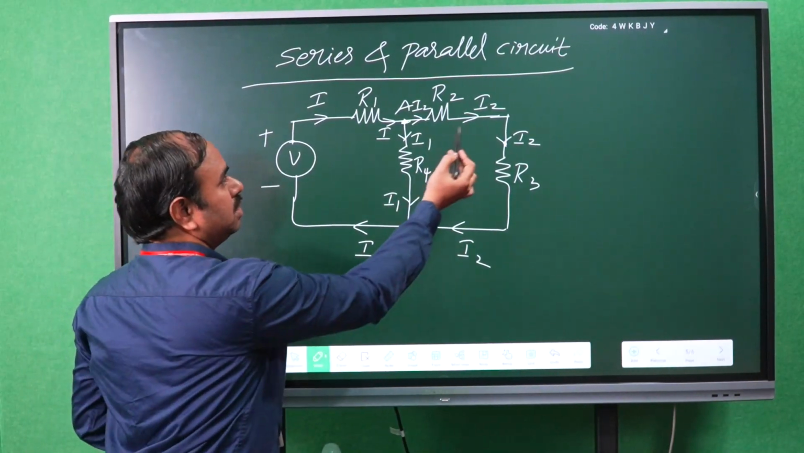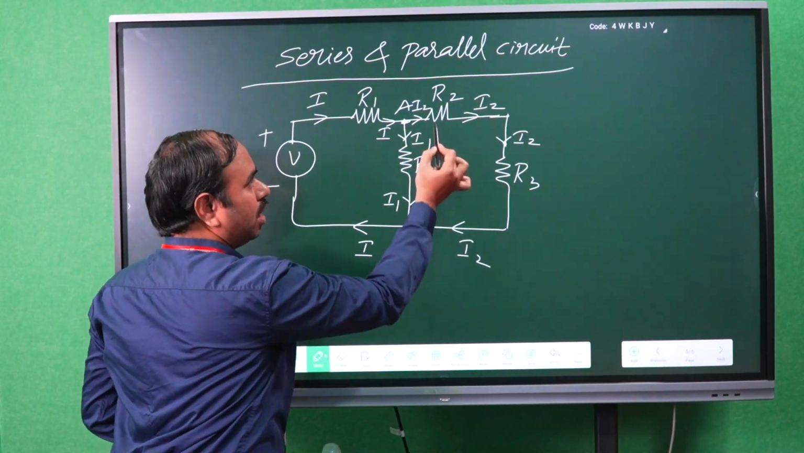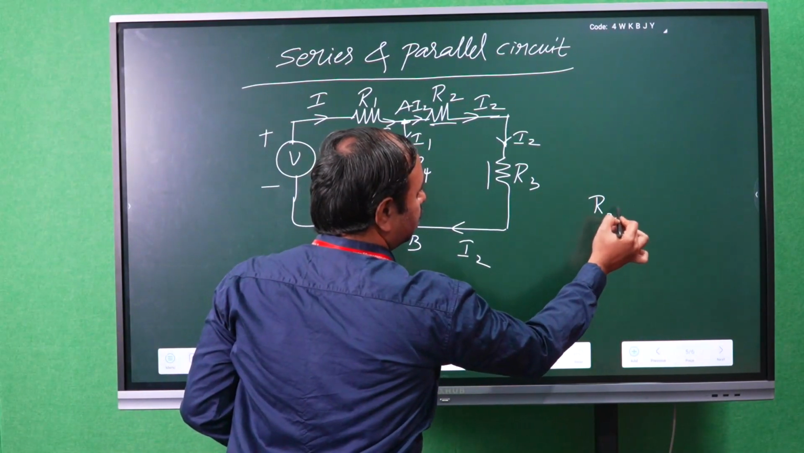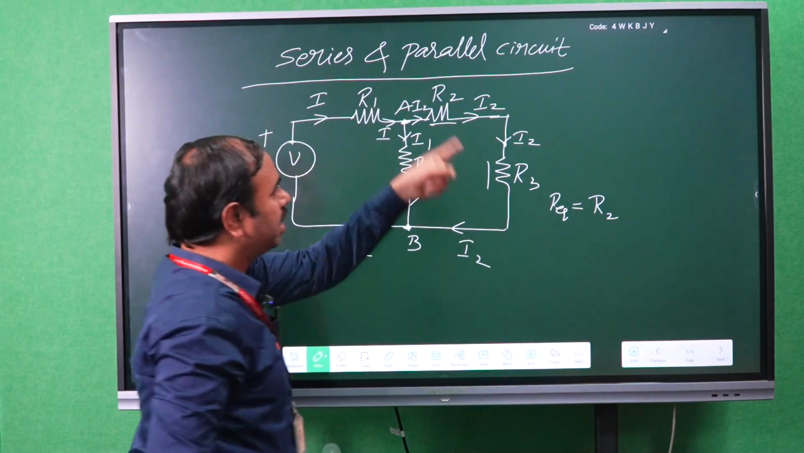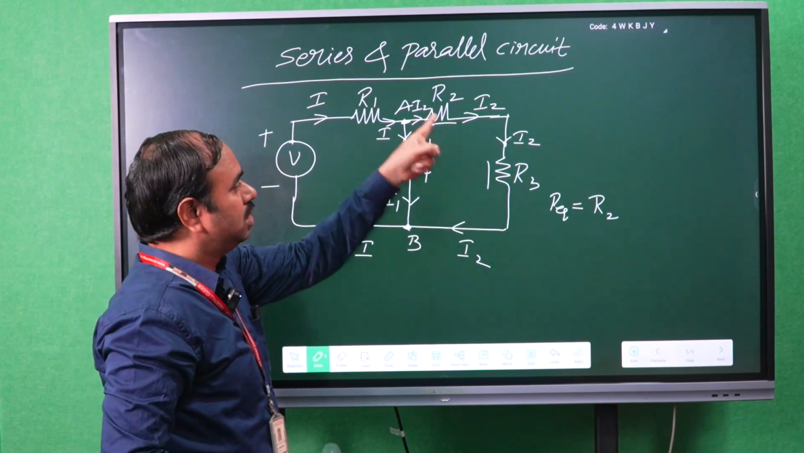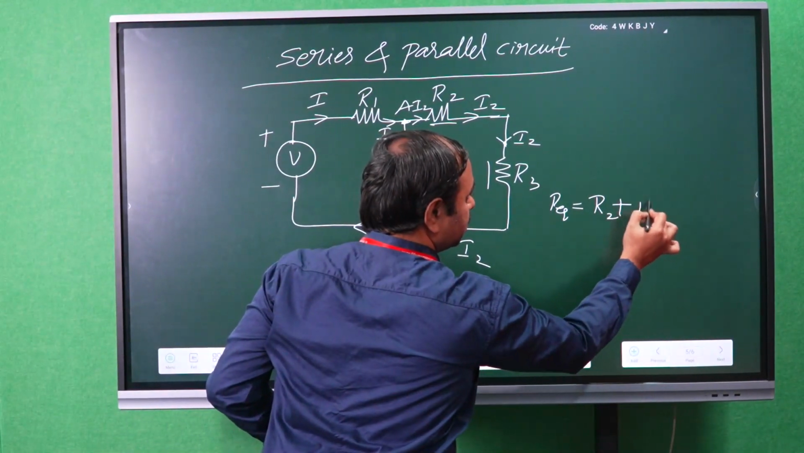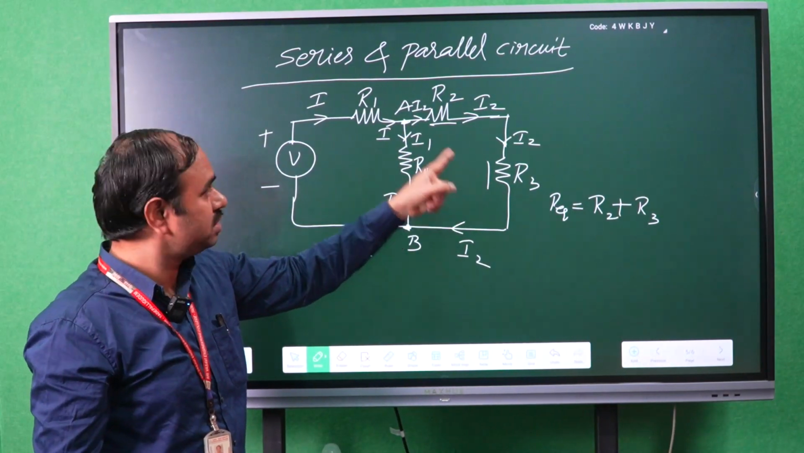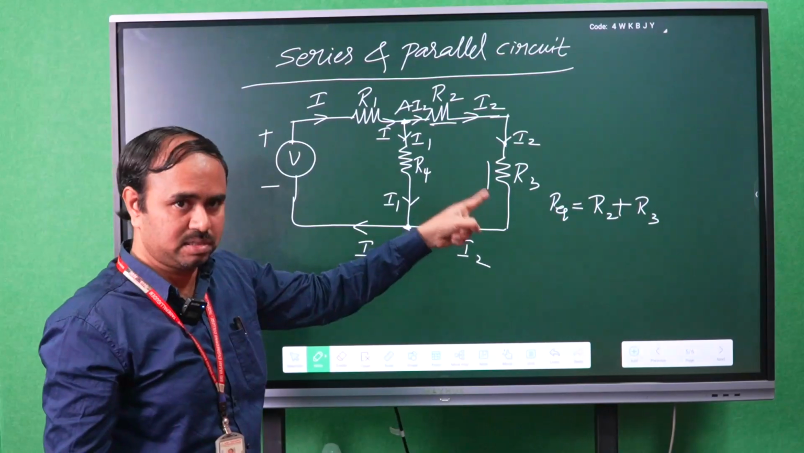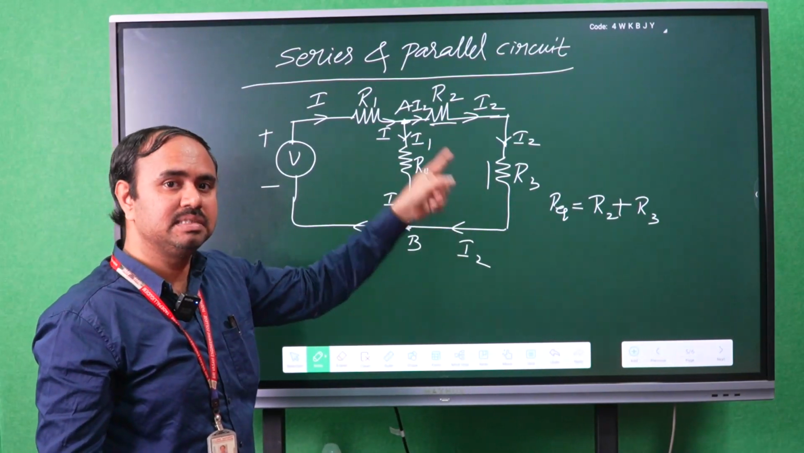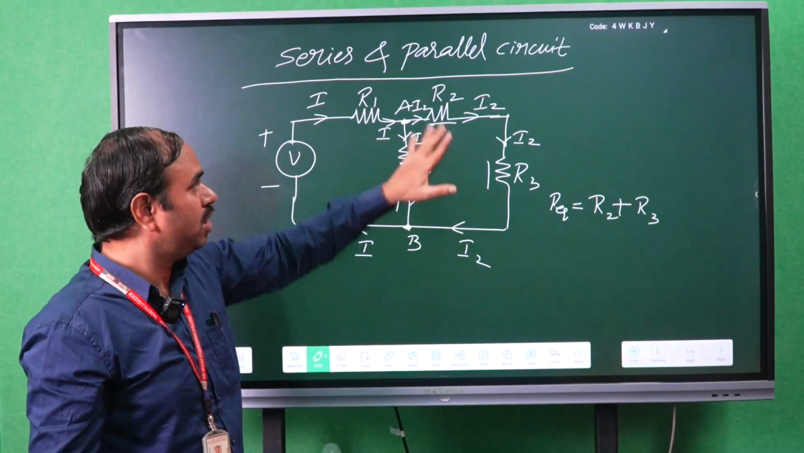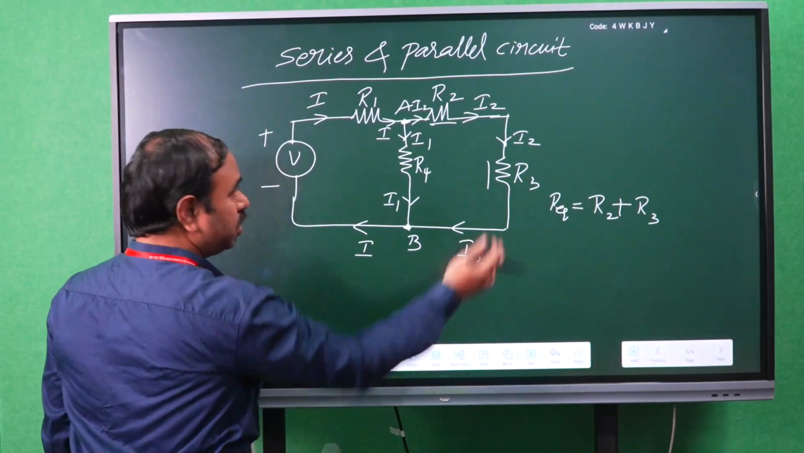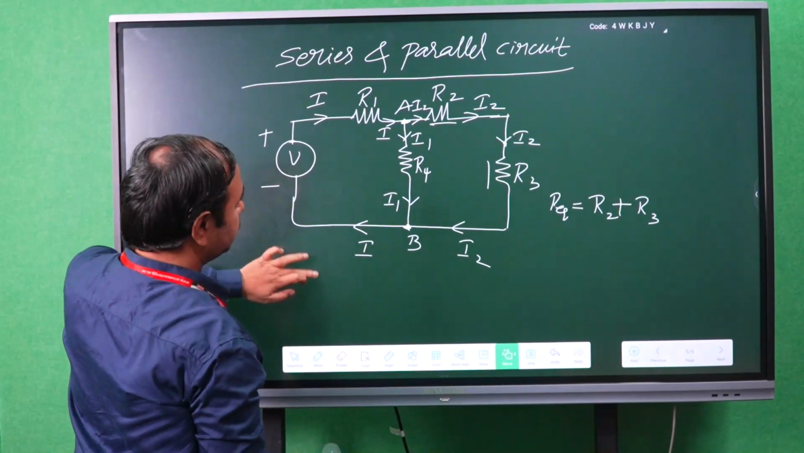In this circuit, the same current I2 is flowing in R2 and R3 resistances. That means R equivalent of these two resistances becomes R2 plus R3. We have to add these two resistances. Why? Because the same current I2 is flowing in these two resistances, it is connected in series. Therefore, R equivalent here is R2 plus R3. That means the circuit is modified like this.